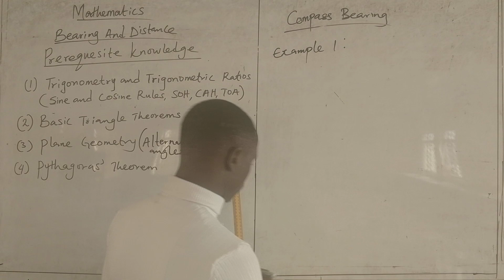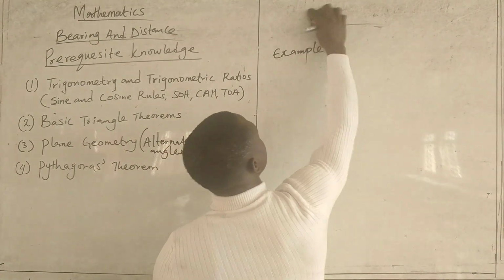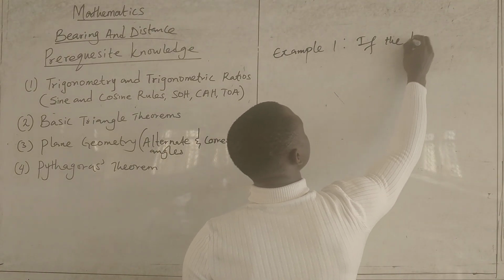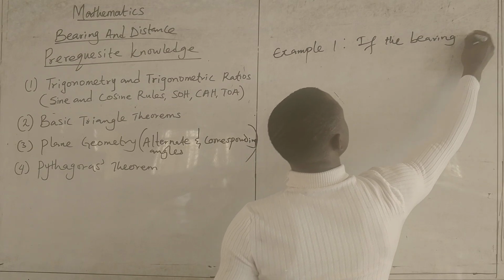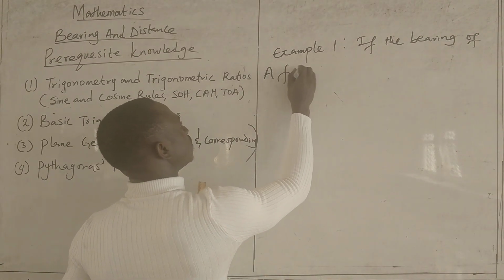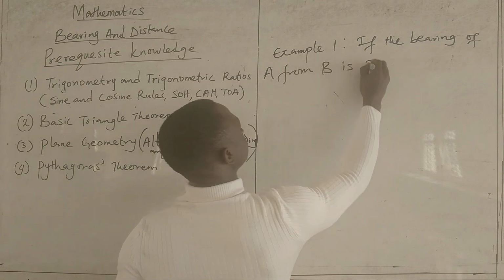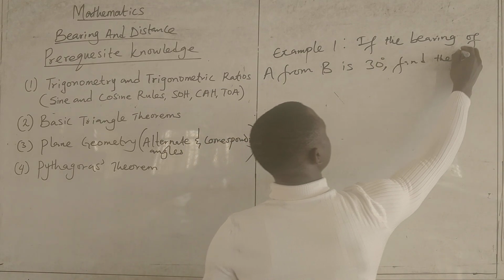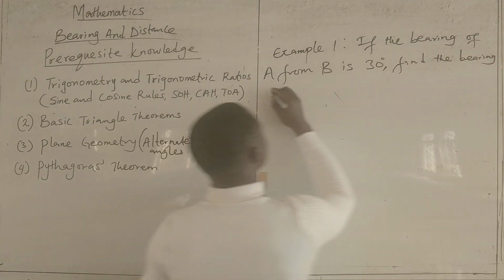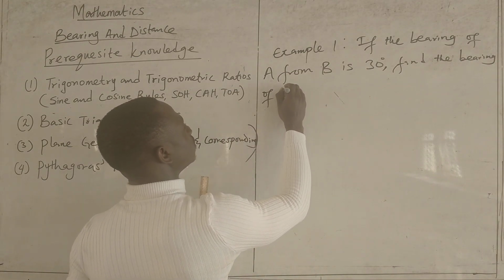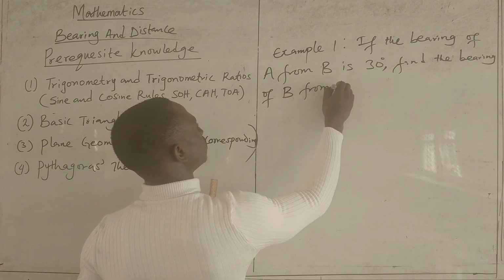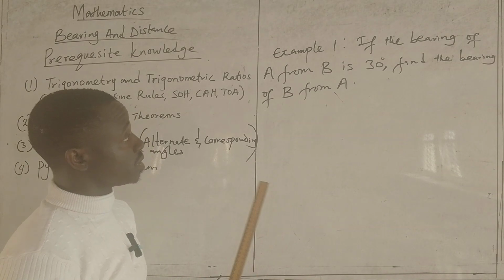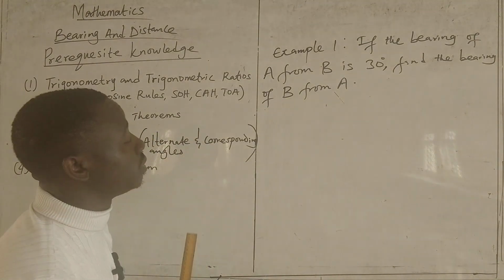Example one. If the bearing of A from B is 30 degrees, find the bearing of B from A. If the bearing of A from B is 30 degrees, find the bearing of B from A.